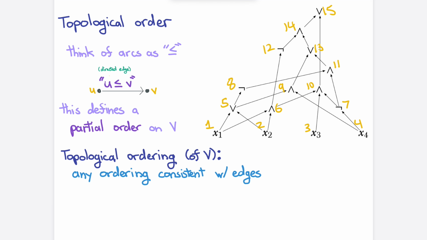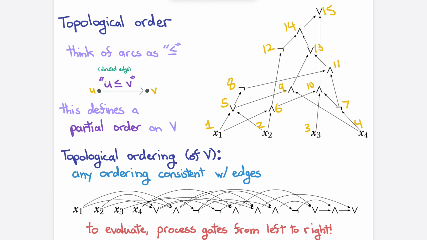So this is called a topological ordering. It's any total ordering of the nodes that's consistent with all the edges. Right? It's not necessarily unique. We could have reversed x1 and x2, and so on and so forth. And I guess drawn out, it'll be something like this.